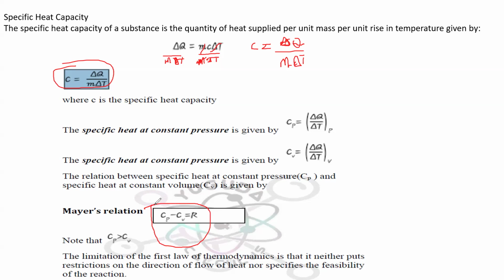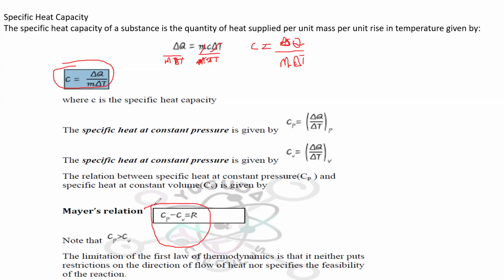So the limitation of the first law of thermodynamics is that it neither puts restriction on the direction of flow of heat, nor specifies the feasibility of the reaction. The first law of thermodynamics does not talk about the direction of the heat and also whether the reactions are feasible or not. It's only talking about the energy content of the system or of the universe, that it can never be created nor destroyed.